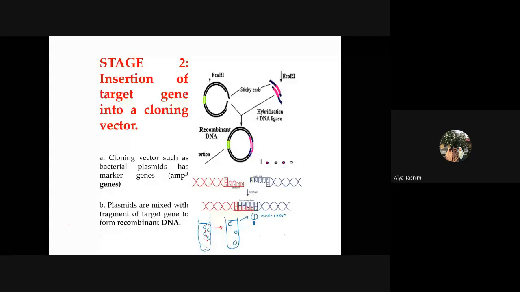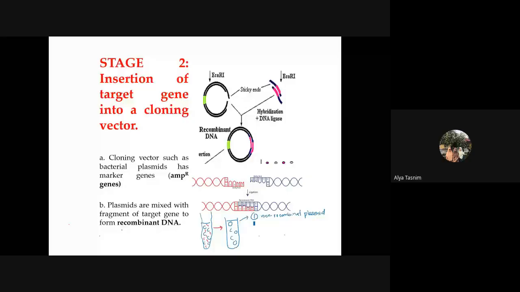So it has many plasmid and the foreign DNA. Okay, so one, you will produce non-recombinant plasmid. Okay, plasmid itu disambung balik semula without taking any foreign DNA. So it produces non-recombinant plasmid. So another possibility is that it produces recombinant plasmid.